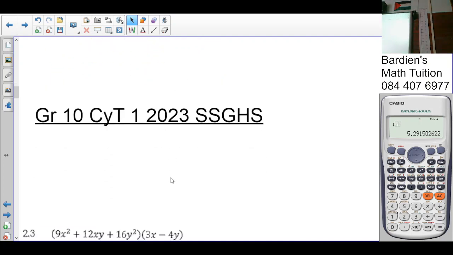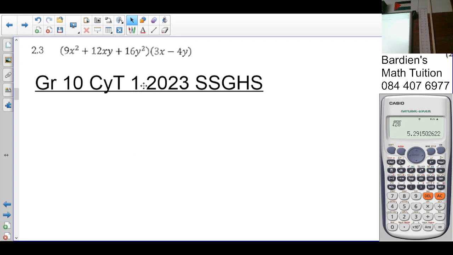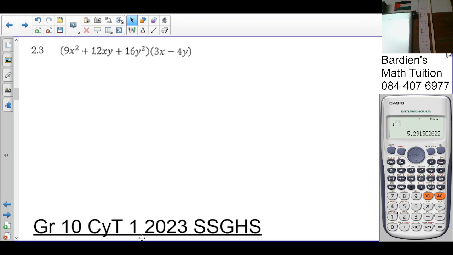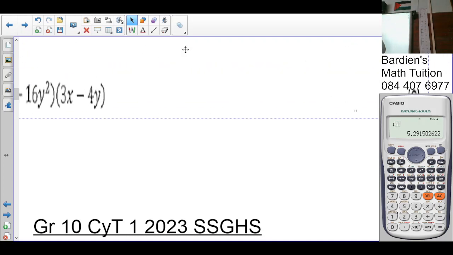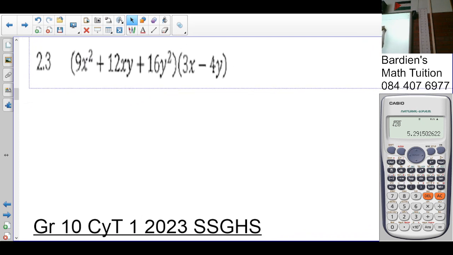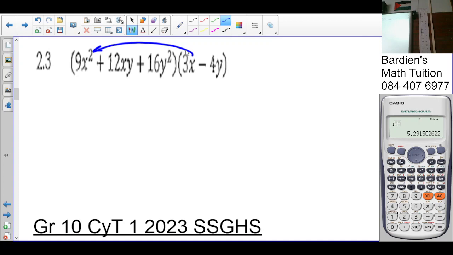Let's go to the next question. The next question was in 2.3. Again, there's a trinomial by binomial or binomial by trinomial. If you know the rule again, it will make life so much easier for you. So the rule says I can multiply the first and the last if the rule applies.